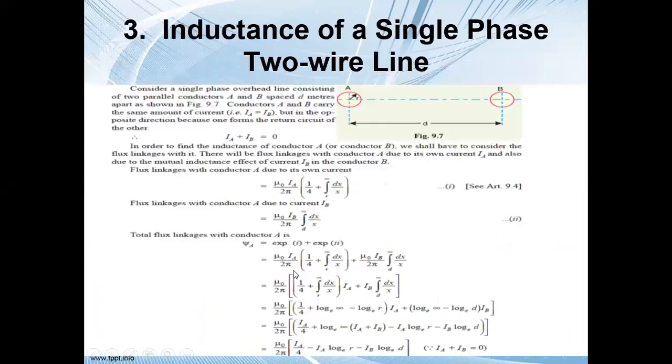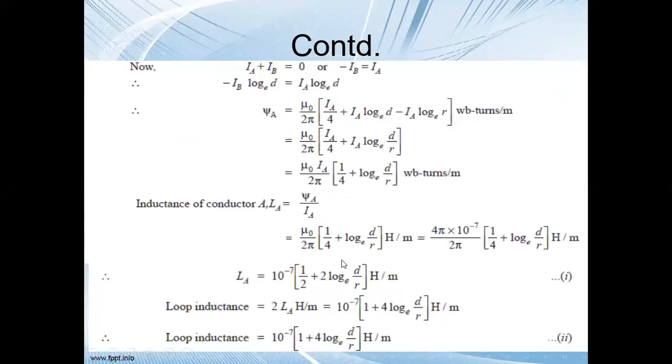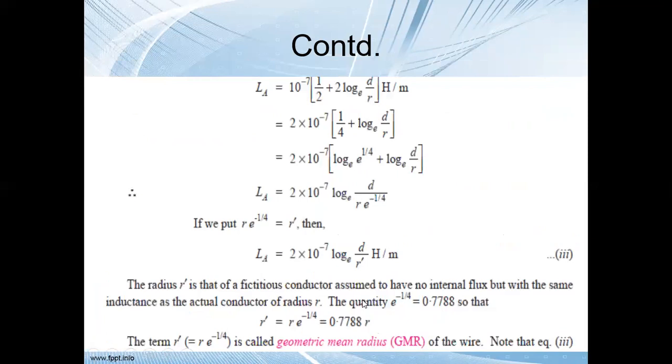So the total loop inductance. Because we have calculated for one conductor, IA, similarly you can do it for IB also, and LA will be equal to LB. So the total loop inductance will be equal to twice LA. This 2 will be multiplied, so that means 10 to the power minus 7, this half will be equal to 1, and this will be 4 log d by r. So the loop inductance is 10 to the power minus 7 into (1 plus 4 log d by r). Is it clear? Any doubt?